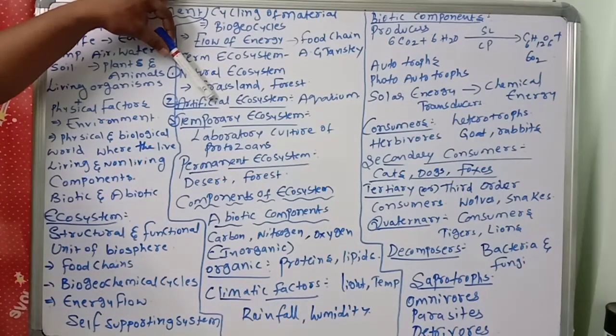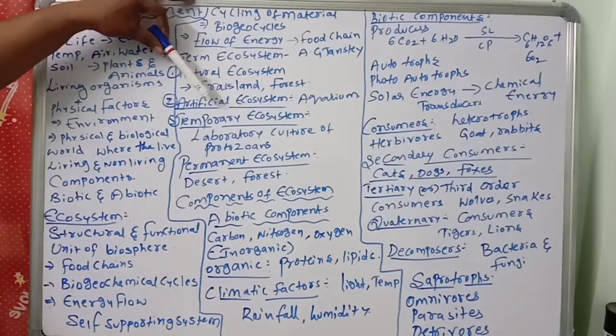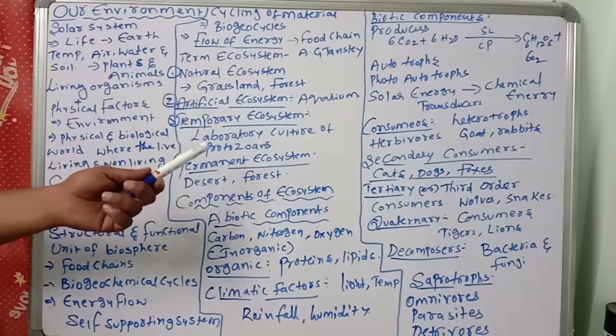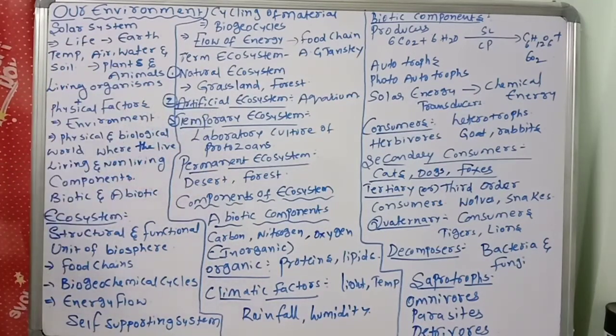For example, common examples of these artificial ecosystems are croplands. Crops are there, right? The croplands, orchards, gardens, aquarium. The best example of an artificial or man-made ecosystem.